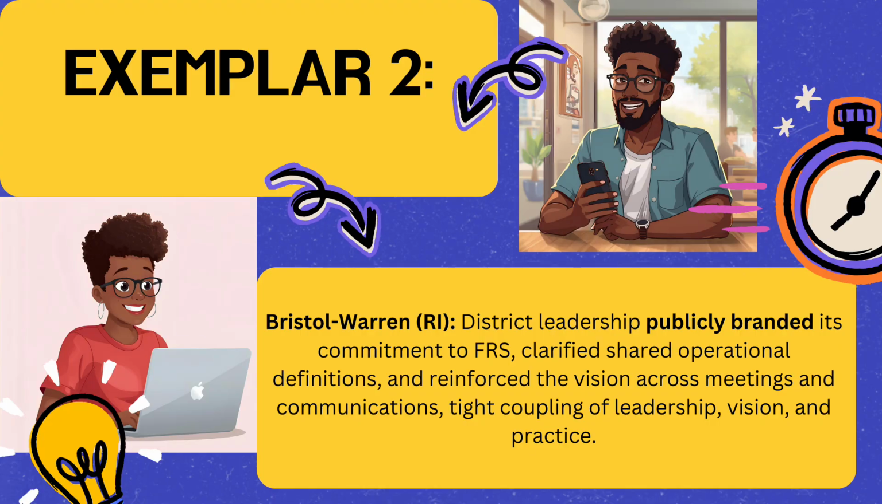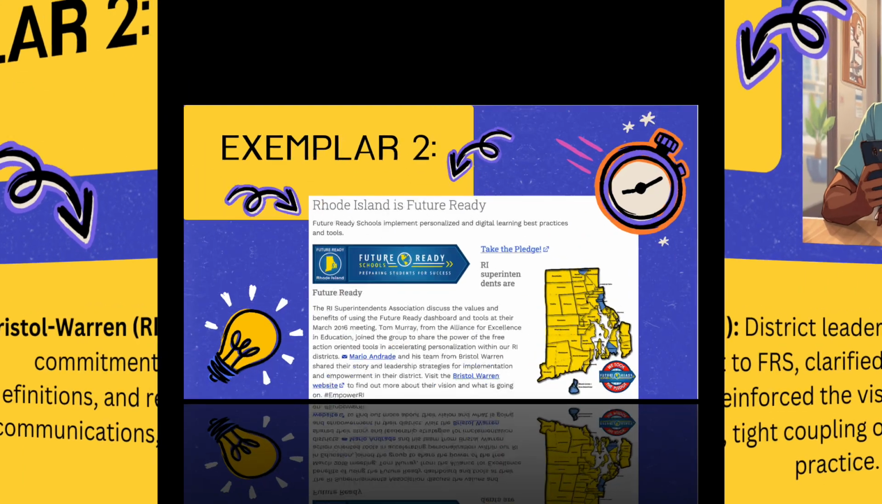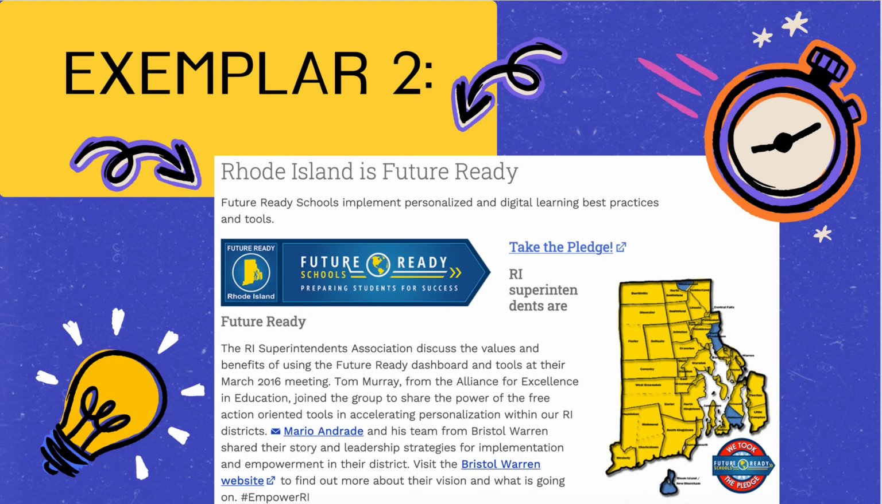Another example is Bristol Warren, Rhode Island. District leadership publicly branded its commitment to FRS, clarified shared operational definitions, and reinforced the vision across meetings and communications. Tight coupling of leadership, vision, and practice resulted in innovative teaching, boosted teacher, family, and community buy-in, and expanded the district's external professional network. Through Future Ready work, Bristol Warren educators gained recognition as ambassadors for tools like Flipgrid and Seesaw, while the district joined the Digital Promise League of Innovative Schools.